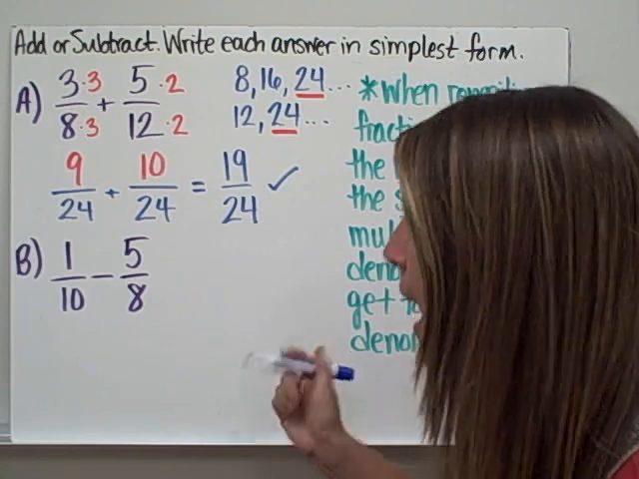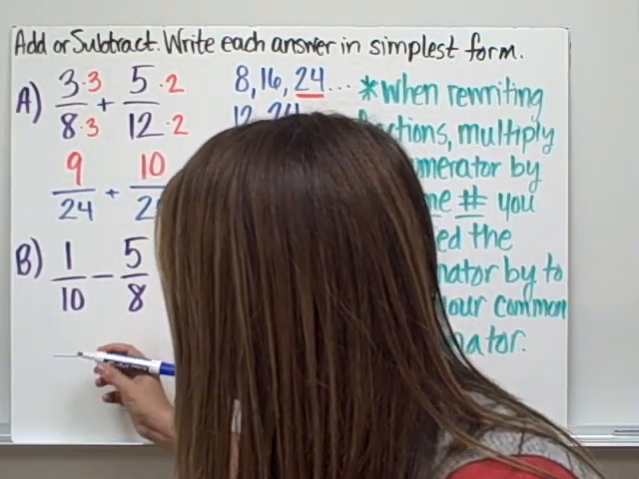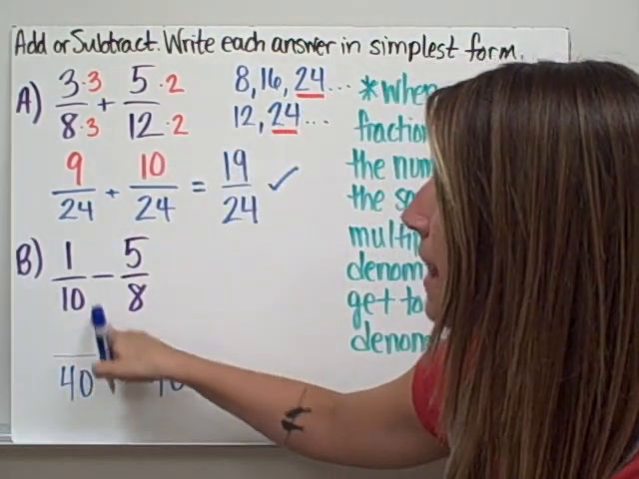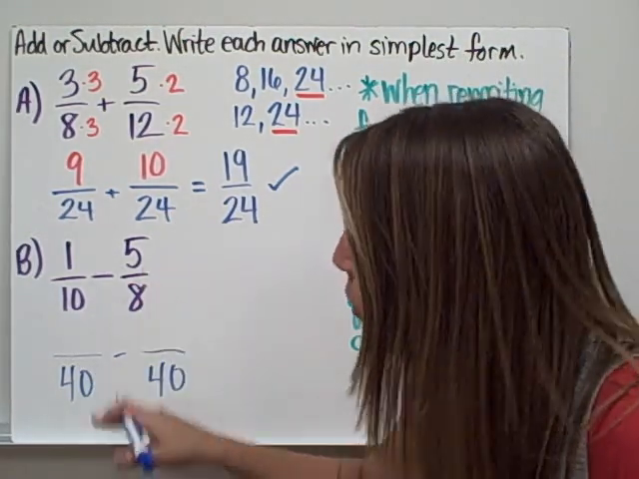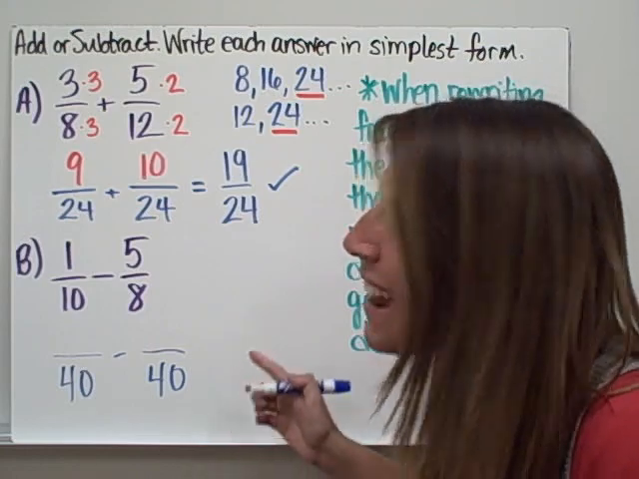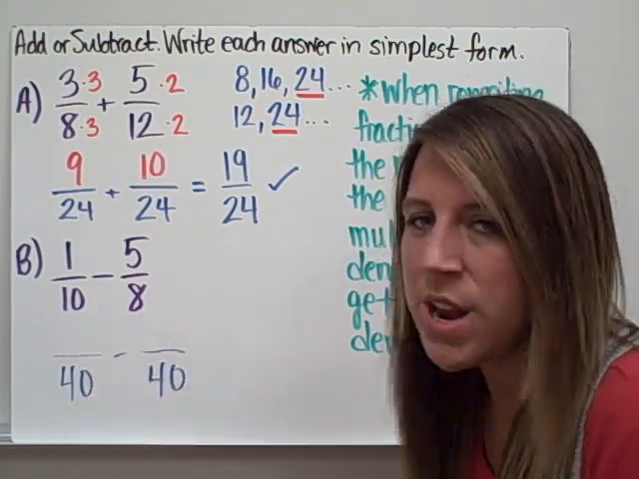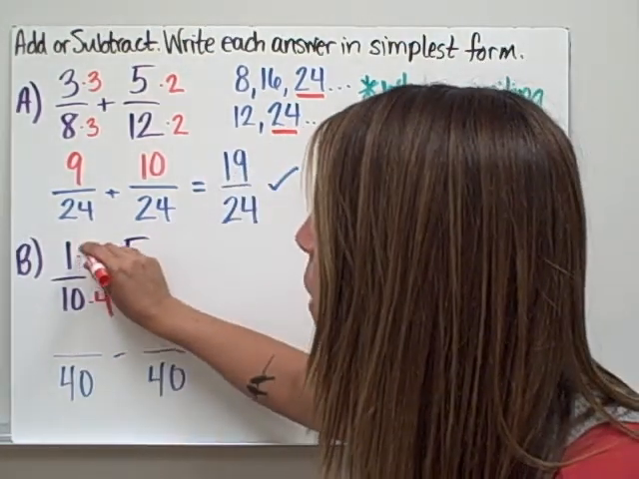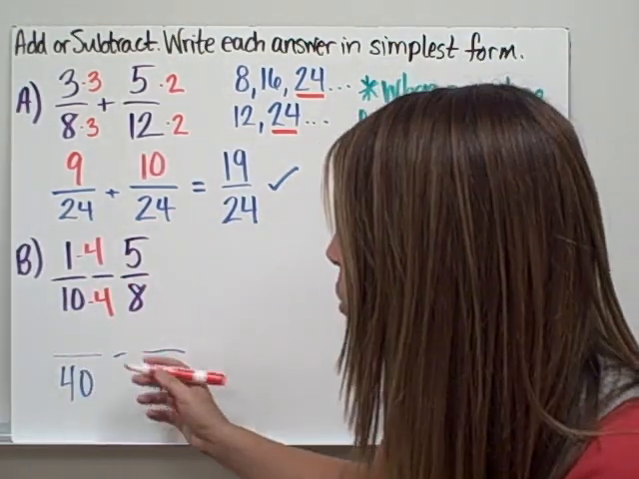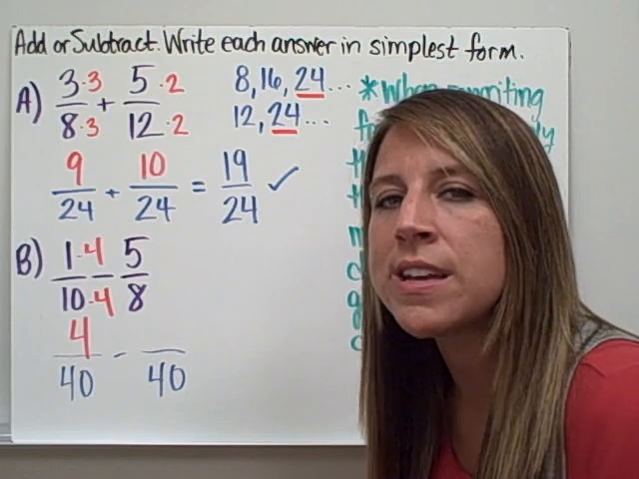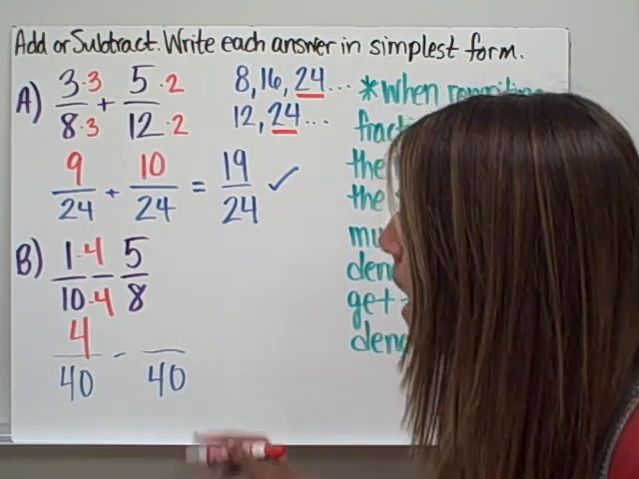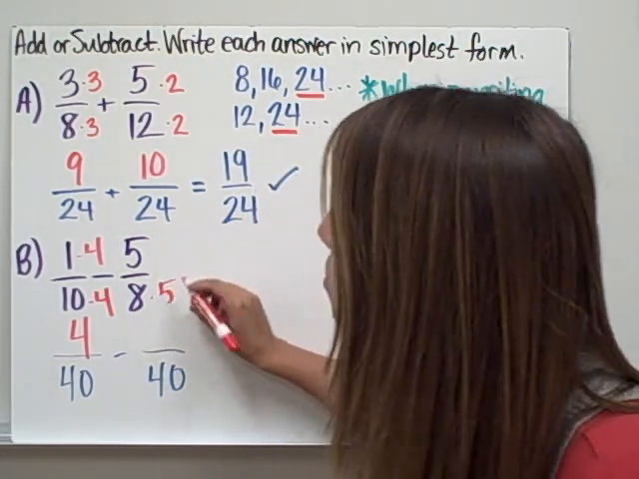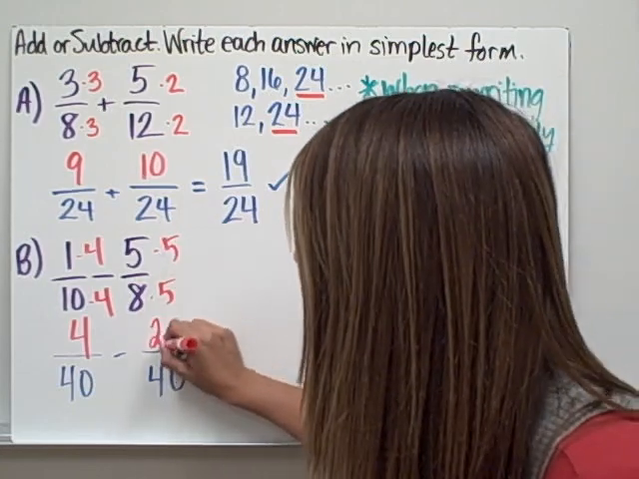So I'm going to rewrite my problem as blank over 40 minus blank over 40. 40ths, we're working with 40ths here. So what did I do to 10 to get 40? I multiplied it by 4. And if I multiply 10 by 4 to get 40, then I have to multiply 1 by 4 to keep the value of 1/10. And so 4/40 is the same thing as 1/10, only with the denominator of 40. And then what do I multiply 8 by to get 40? Well, I multiply it by 5, so I have to multiply 5 by 5 to get 25.